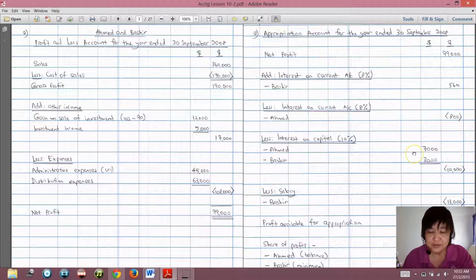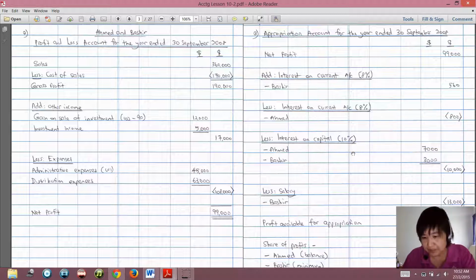Okay, so this means that the company is giving interest to the partner based on how much capital they have in the company. So Bashir's capital is 30,000. So together, the interest on capital is 10,000. You can put interest on capital first, it doesn't matter.